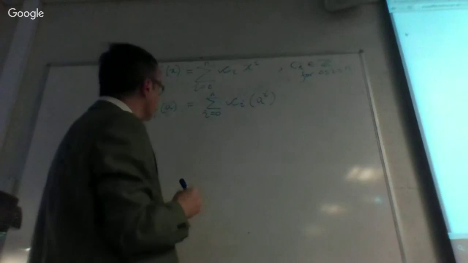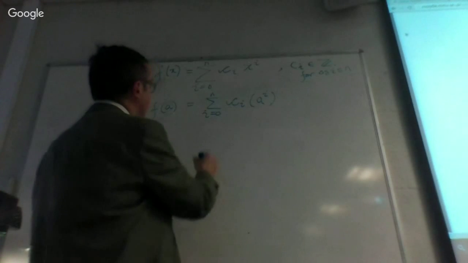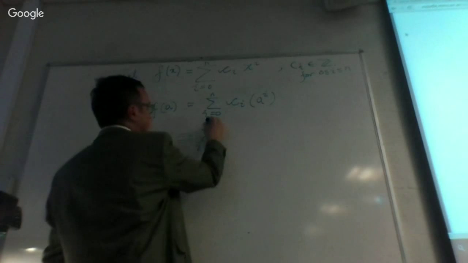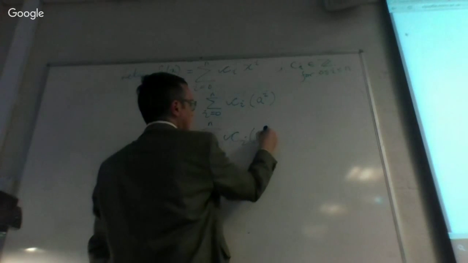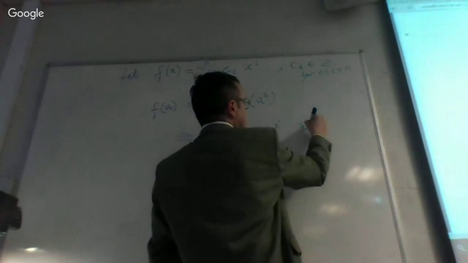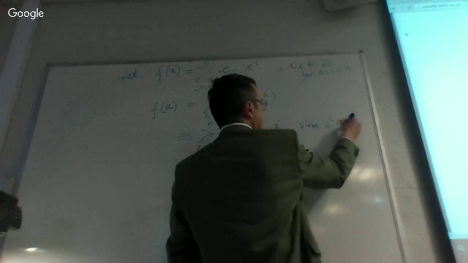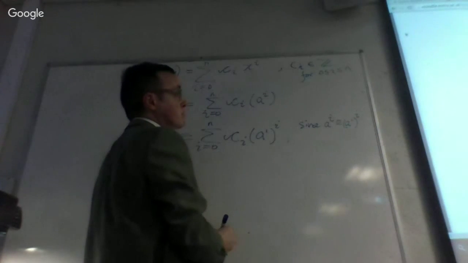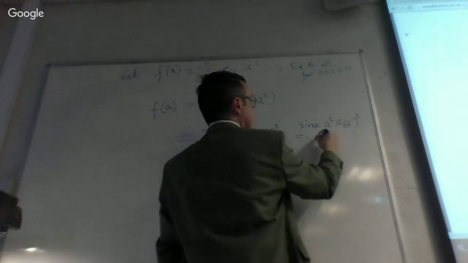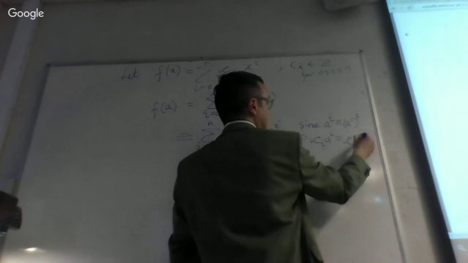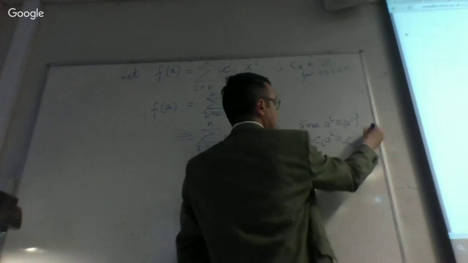So what can we say here? We could say that this is congruent to the sum, i equals 0 up to n, of ci times a prime to the power i, since each a to the power i is congruent to a prime to the power i, part 5, which in turn implies that multiplying ci by a to the power i is congruent to ci a prime to the power i.